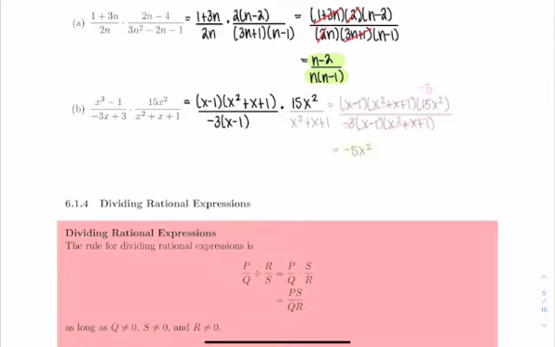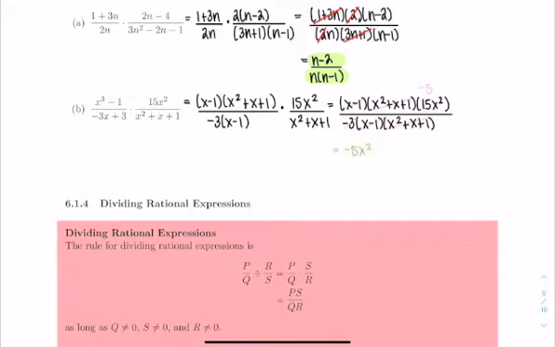For the next fraction or rational expression, we can't factor the top or bottom, and so we're just going to multiply across the top and bottom. We have x minus 1 times x squared plus x plus 1 times 15x squared, all over. We have a negative 3, an x minus 1, and an x squared plus x plus 1 in the bottom. So what can I get rid of?